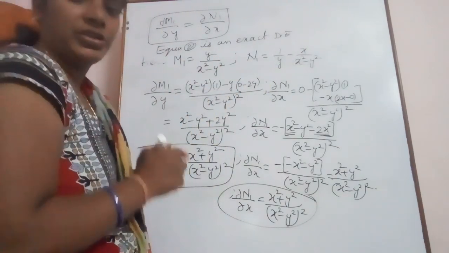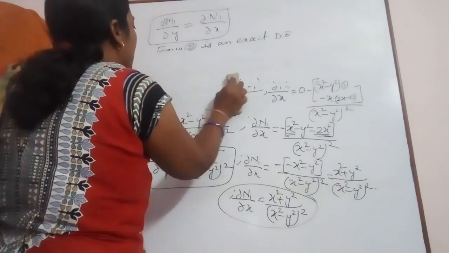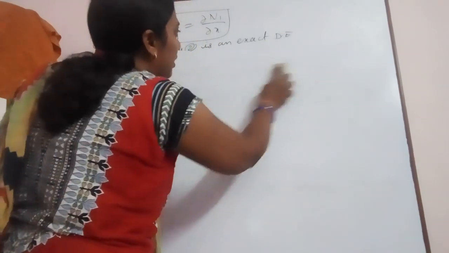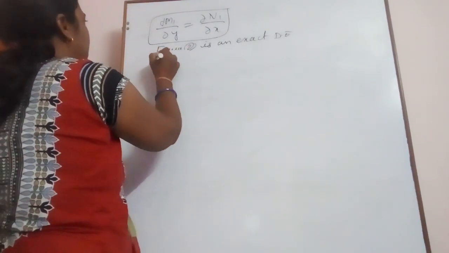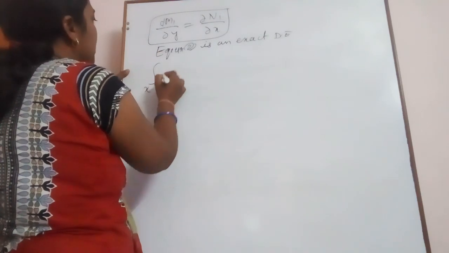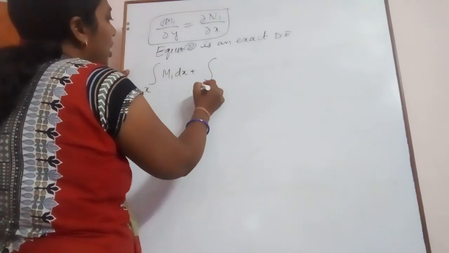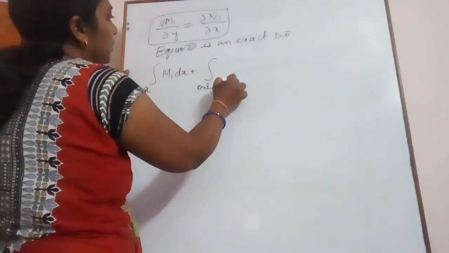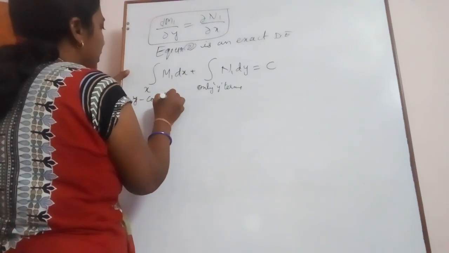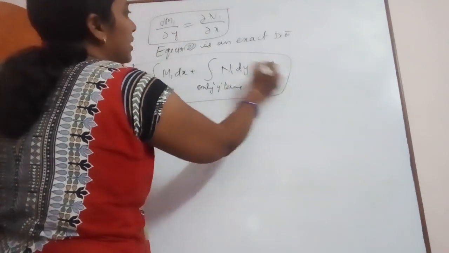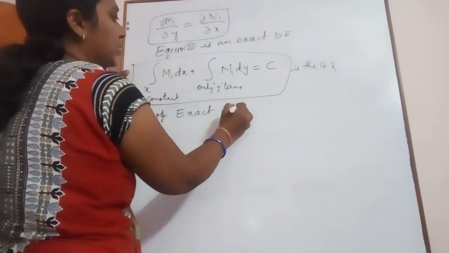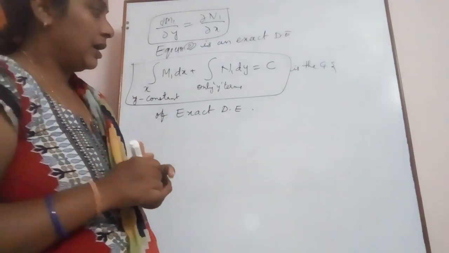It is an exact differential equation, which means we can solve equation 2 by the method of exact general solution. What is the general solution of an exact differential equation? Integral over x of M1 dx plus integral of only y terms N1 dy is equal to constant. Here y is treated as constant in the first one. This is the general solution of an exact differential equation.